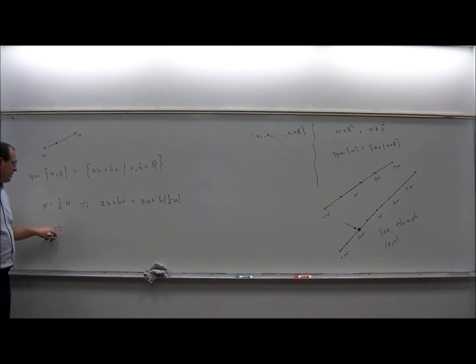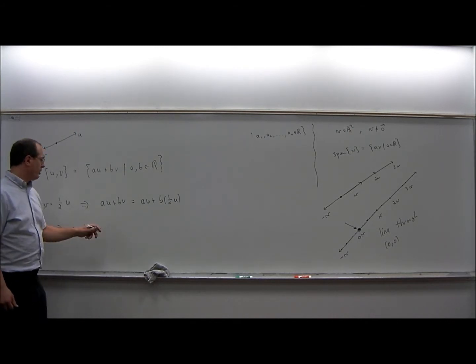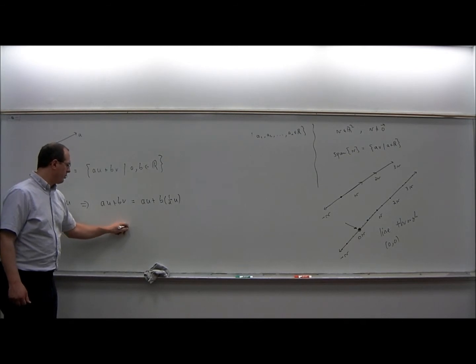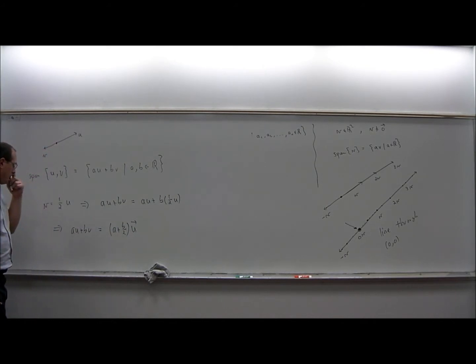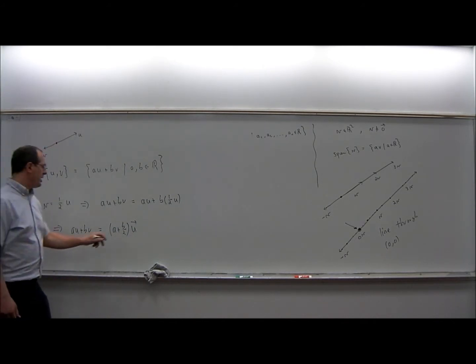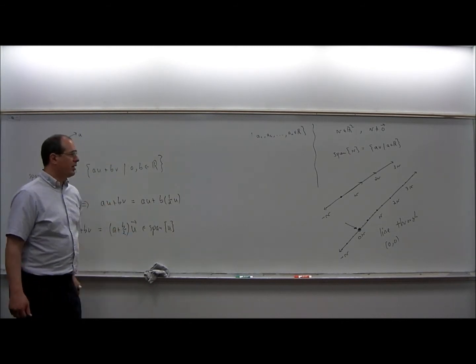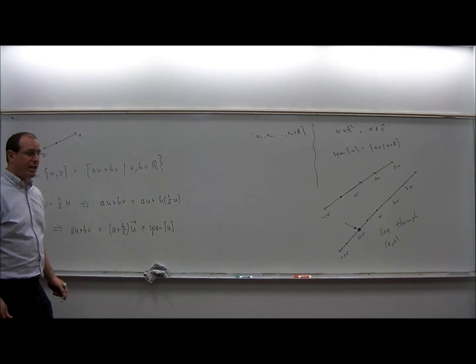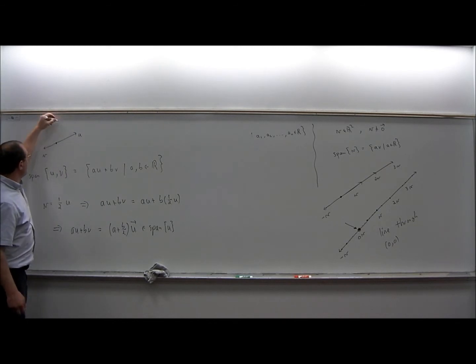And that means that au plus bv is really just a multiple. It's a plus b over 2, and a and b are real numbers, so that's a real number, times the vector u, which is in the span of u, which is, as we discussed in the last example, a line. So if these 2 vectors line up, then the span of the 2 vectors is just a line.